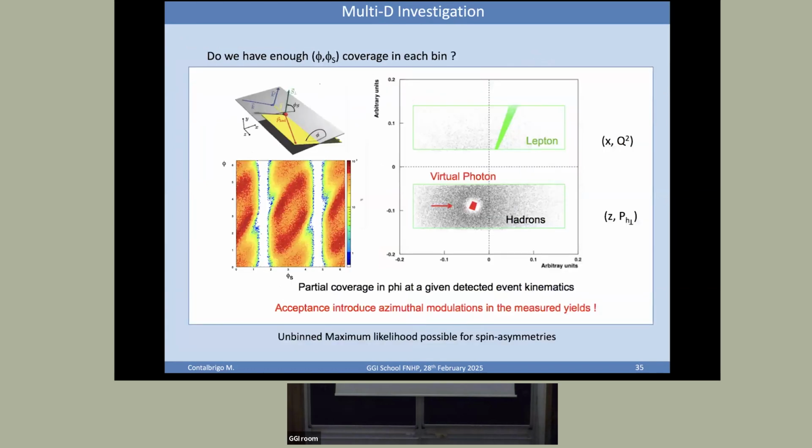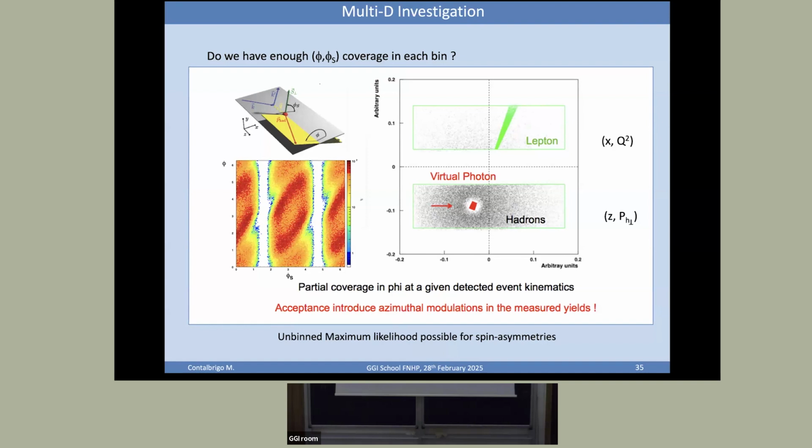So can we create an experiment that has 100% acceptance? No, we cannot. This is one of the precursor experiments, Hermes, that had, I would say, the majority of the first observations in this field. And you see the acceptance here was 2 arms separated by this region where there was the beam.